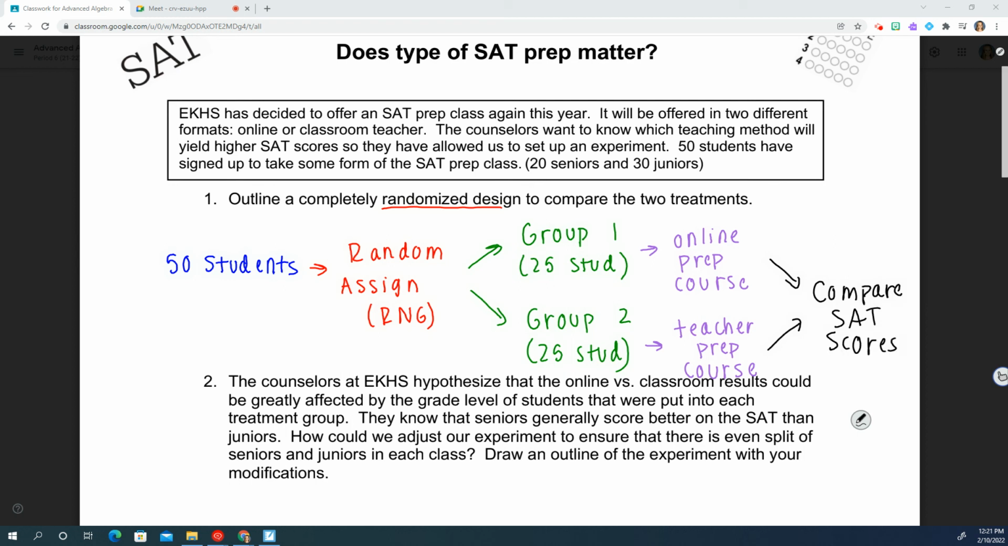Okay. So that's the completely randomized design. That was like the first one we talked about.